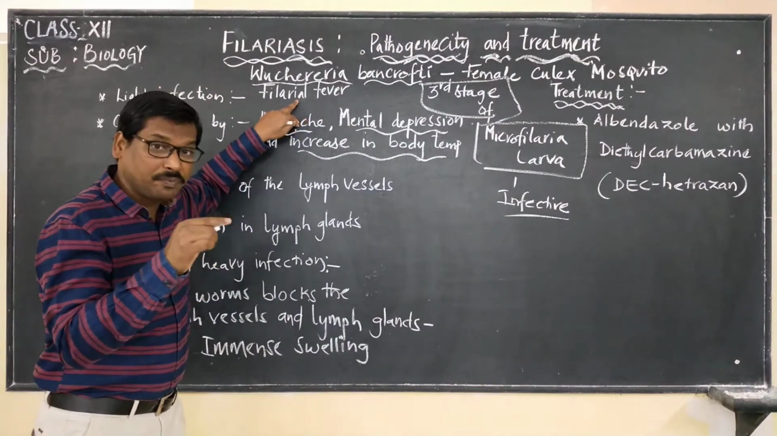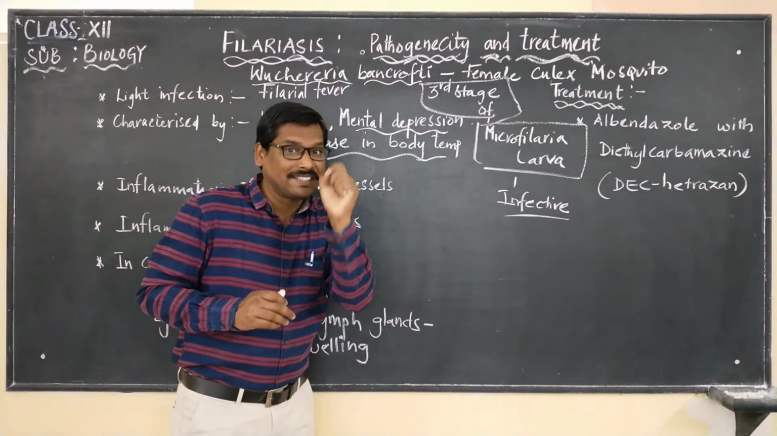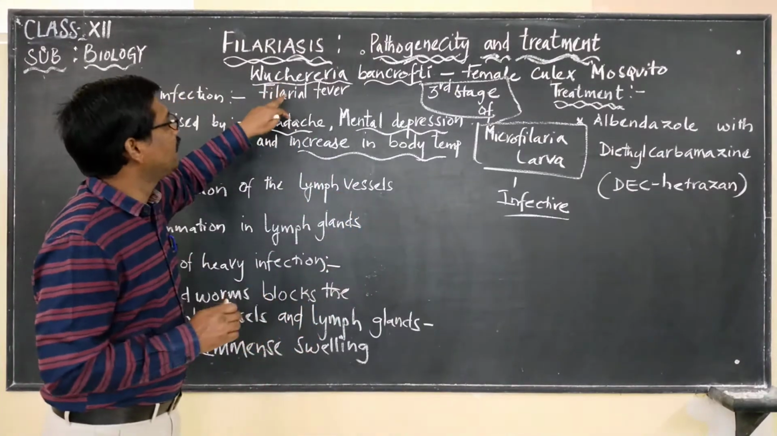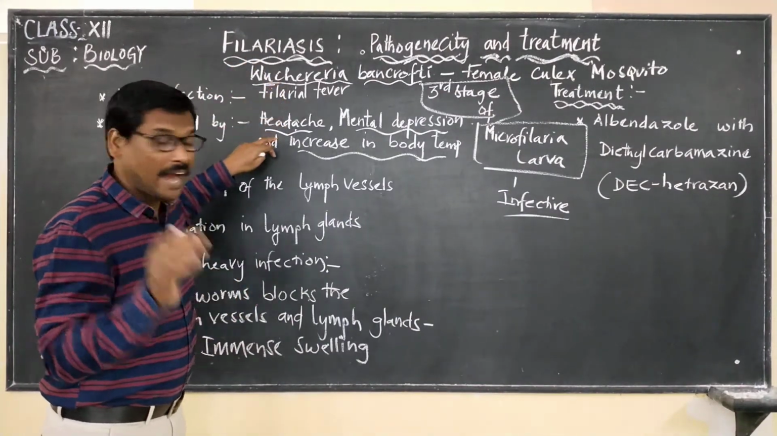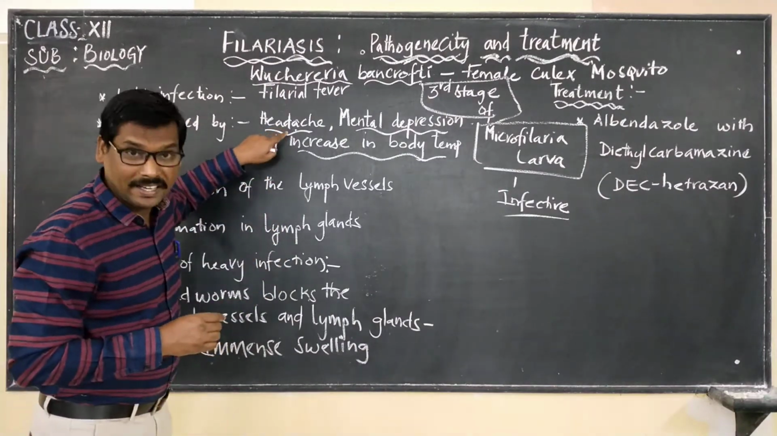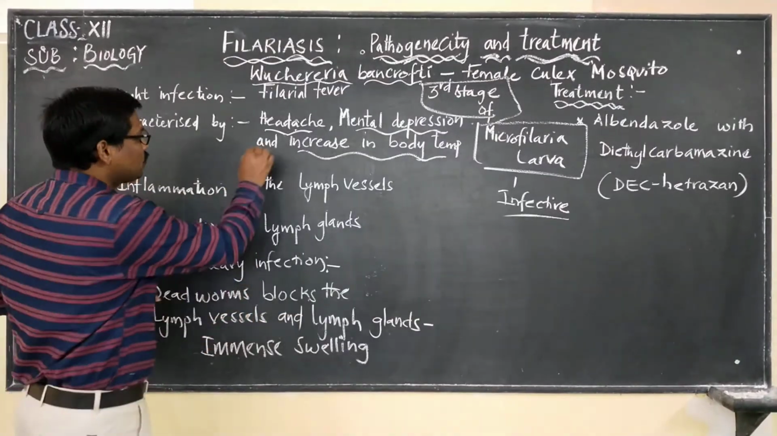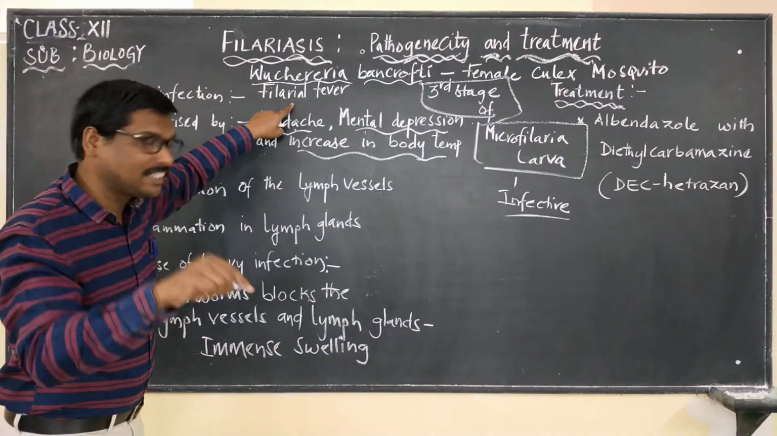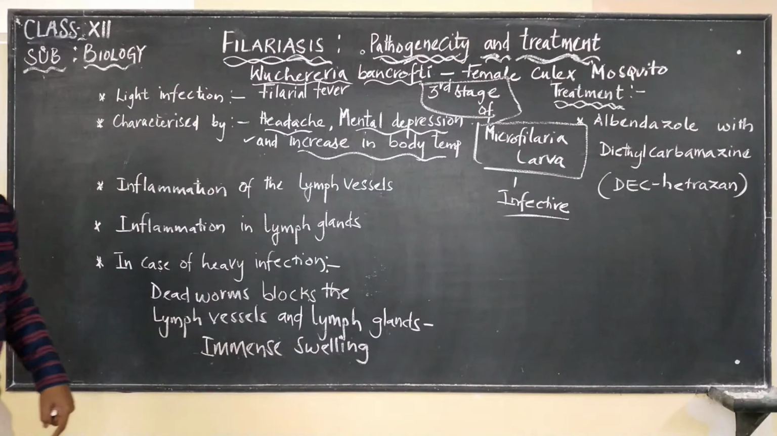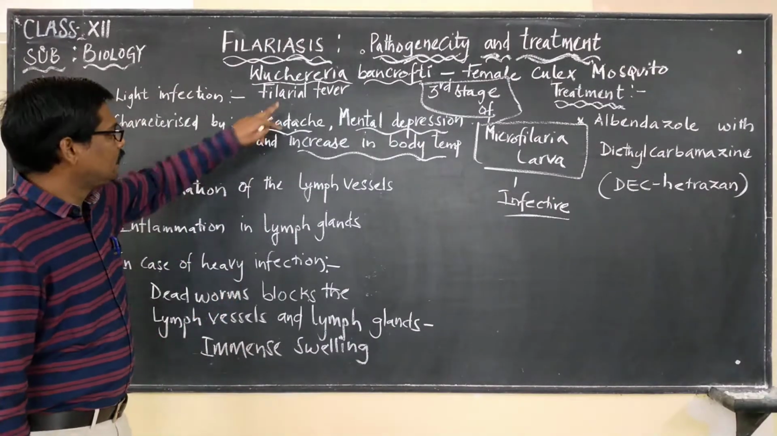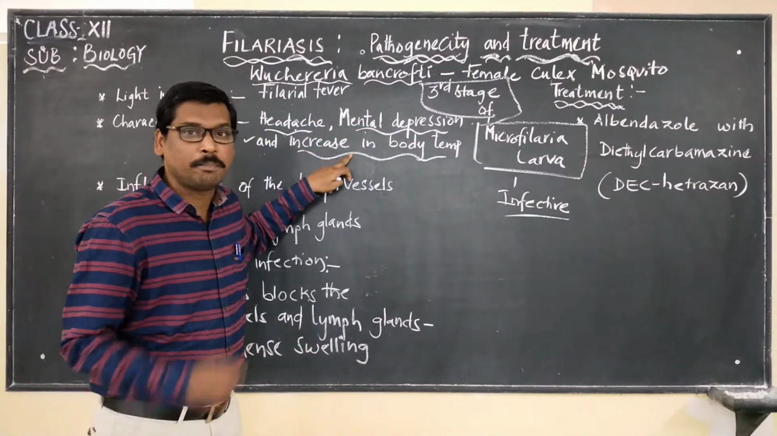This filarial fever is characterized by headache, mental depression, and increase in body temperature. How can we decide that this is a filarial fever related to filariasis? It will be identified with this combination: headache, mental depression, and increase in body temperature. So please remember that filarial fever is characterized by headache, mental depression, and increase in body temperature.